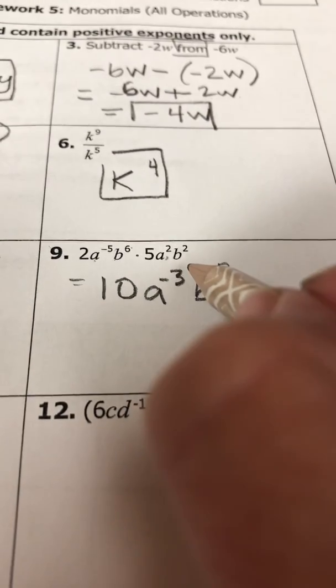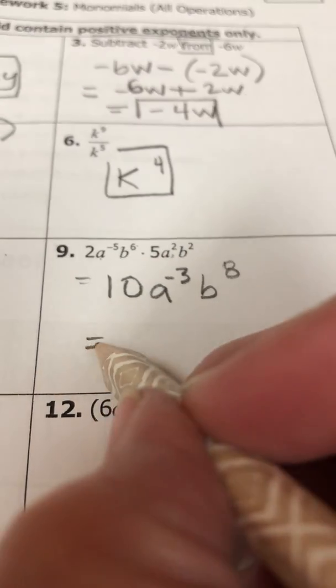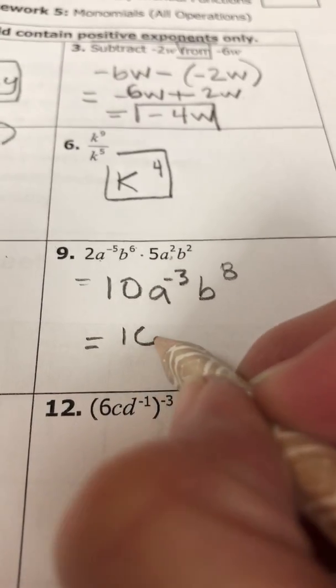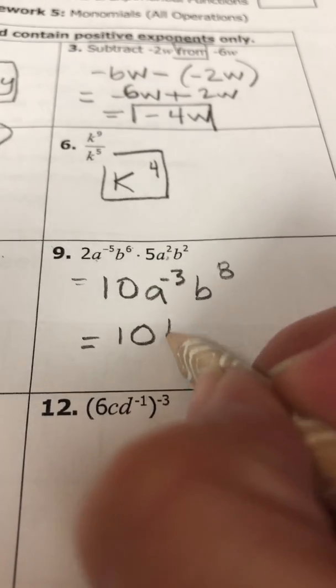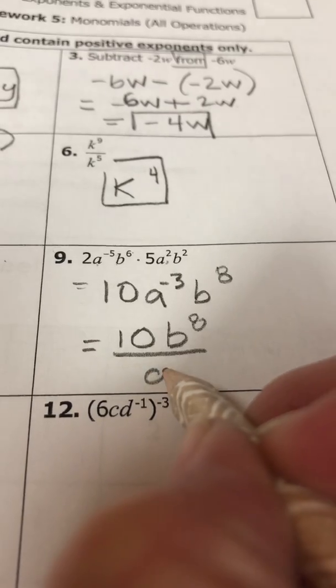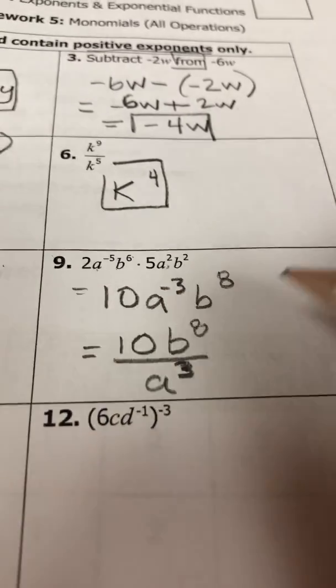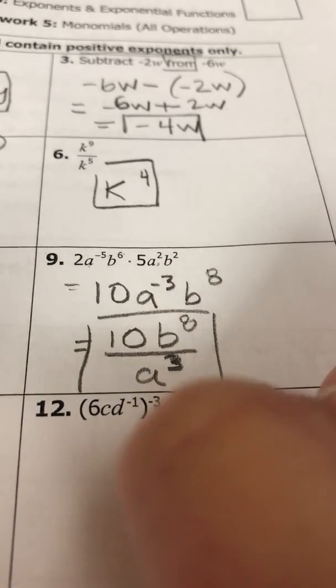Now remember, I can't have a negative exponent. So I've got to do some flip-flopping here. I'm going to hold on to my 10 on top. I'm going to hold on to my b to the 8th on top, but I'm going to put it all over a to the third, because remember, I just get to flip-flop it to turn it into a positive exponent.